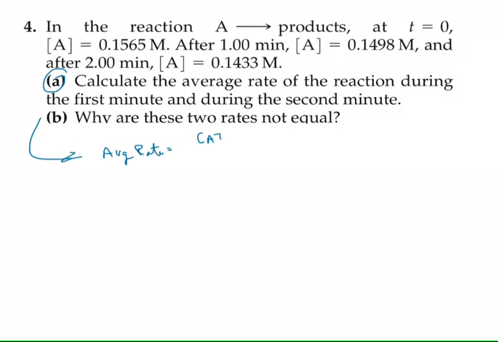All right, this one. It gives you the initial molar concentration of A. It says after a minute, it's going to decrease to what you see there. After 2 minutes, it's going to decrease to that other one. Calculate the average rate during the first minute and during the second minute. So A actually has two parts to it. Why are they not equal? Well, hopefully it's going to decrease, and reaction rates always decrease over time.